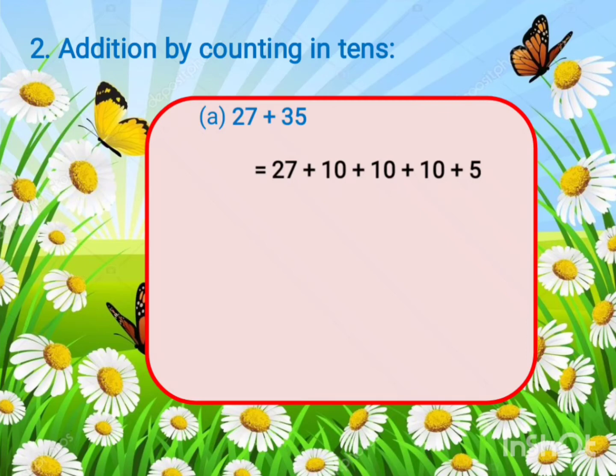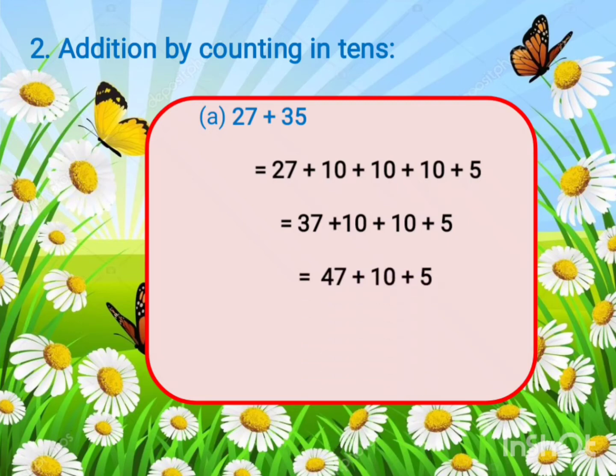But the second addend 35 will be broken down into tens and ones and will be written as 3 tens plus 5 ones. So in the first step, we write 27 plus 10 plus 10 plus 10 plus 5 ones. Then in the next step, we add 27 with the first 10, which is equal to 37. 37 is then added with the remaining 2 tens and 5 ones. So we write 37 plus 10 plus 10 plus 5 ones.